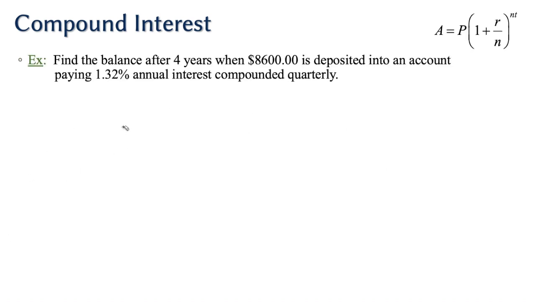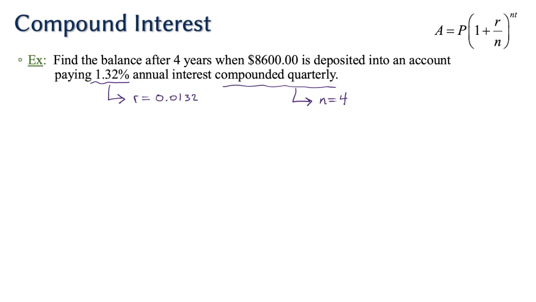In our first example, let's find the balance in an account that we let sit for 4 years. We're going to start with $8,600, and that account is going to pay us 1.32% annual interest compounded quarterly. When it says compounded quarterly, that tells us that N equals 4, because it's done 4 times per year. This annual interest rate is our R. But remember, even though it's expressed as 1.32%, we have to write it as a decimal. To go from a percent like 1.32% to a decimal, all you do is move the decimal place over 2 places.